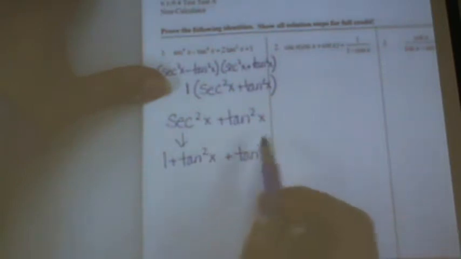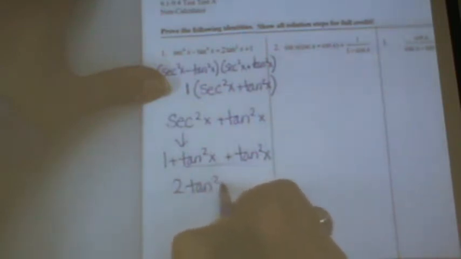And what's a tangent squared x plus it? These are like terms. What do you get here? 2 tangent squared x plus 1. So we just proved that this side equals that side.